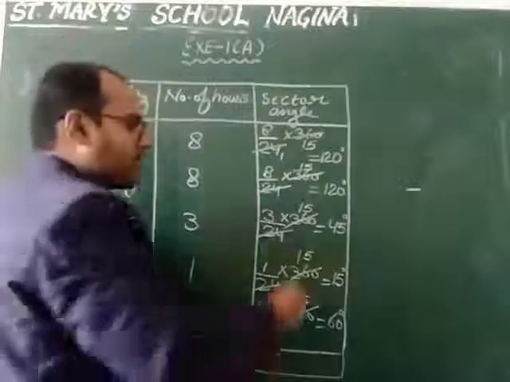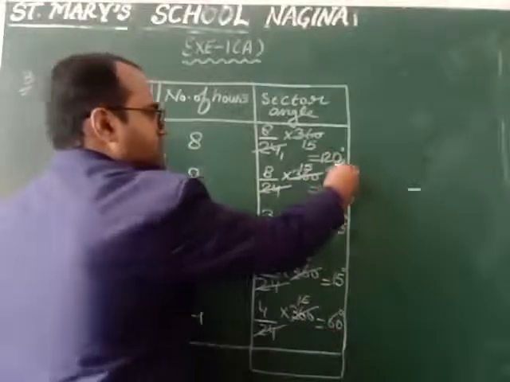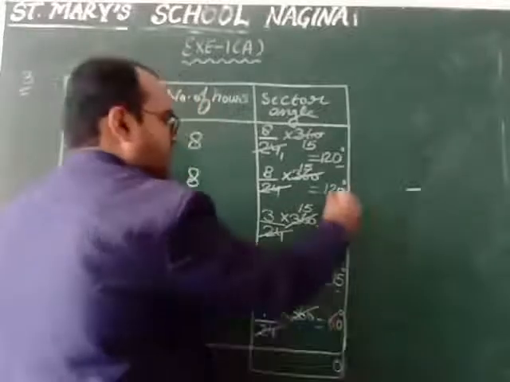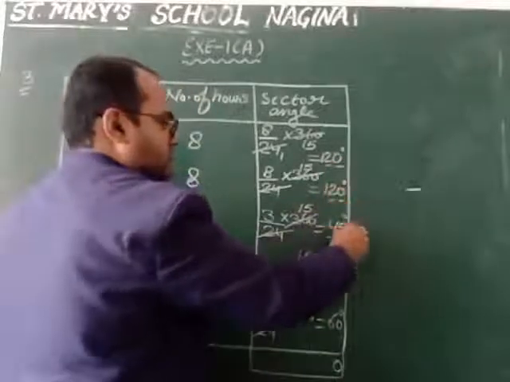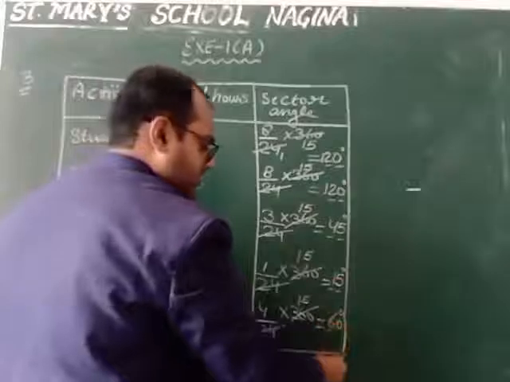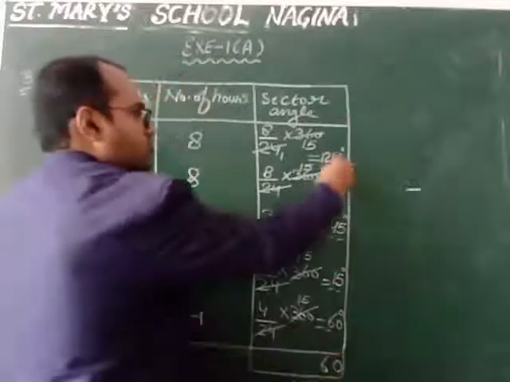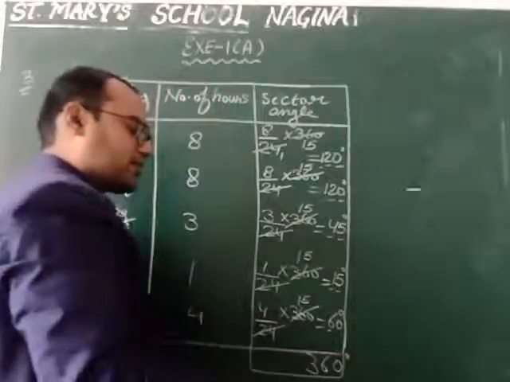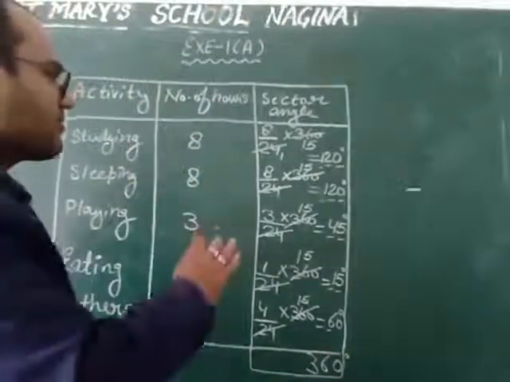Now we will add all these sector angles. 0 plus 0 plus 5 plus 5, 10. 1 plus 2, 3, 4, 5, 6, 7, 8, 9, 10. 10 and 6, 16, 1, 2, 3. On adding all these we are getting 360. That means we have done correctly, our table is correct.